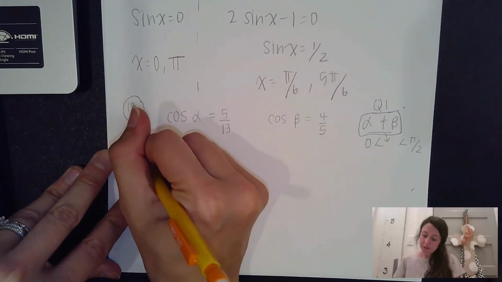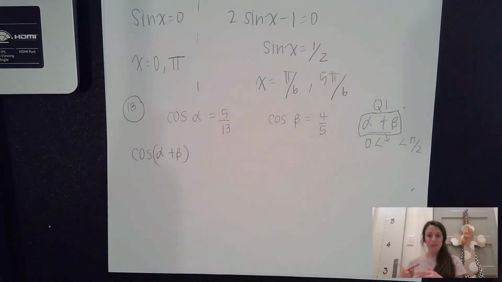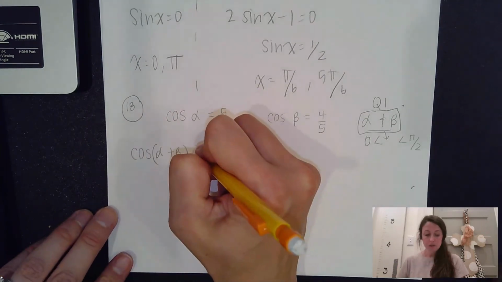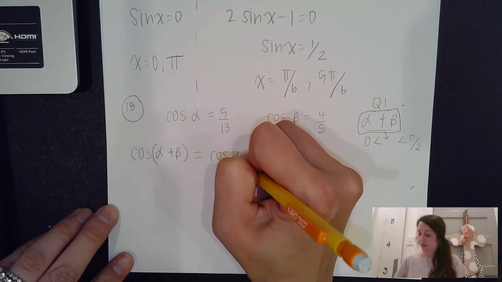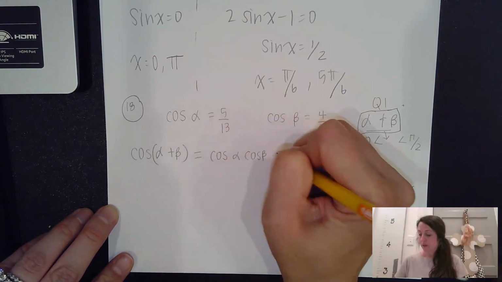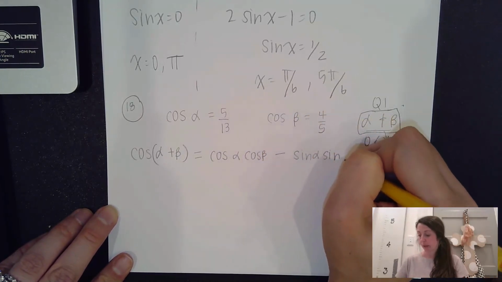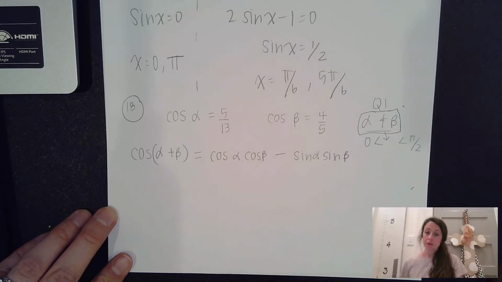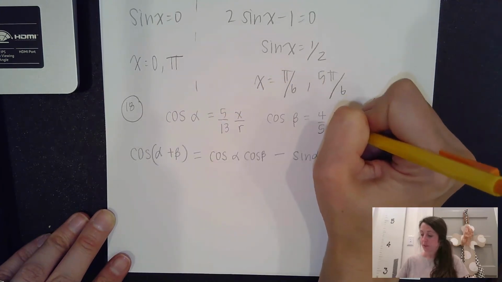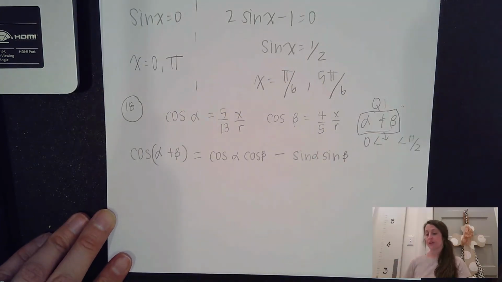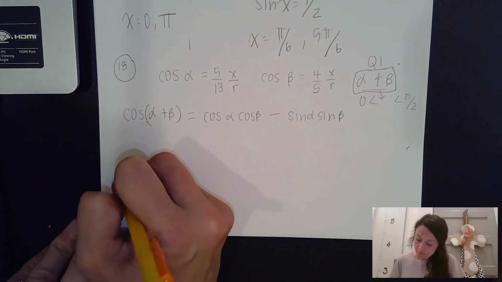Alright, so I want to find cosine of alpha plus beta. Remember, this is the sum formula. So if I wanted to find the sum, I'm going to say cosine of alpha times cosine of beta, and I'm going to subtract sine of alpha and sine of beta. To do this, remember cosine is x over r. So I need to find sine of alpha and sine of beta to be able to finish this up.